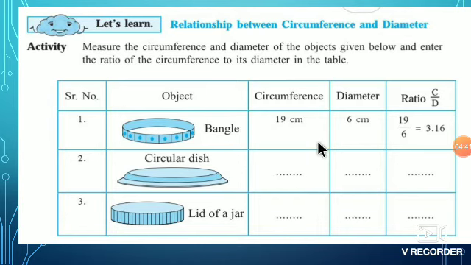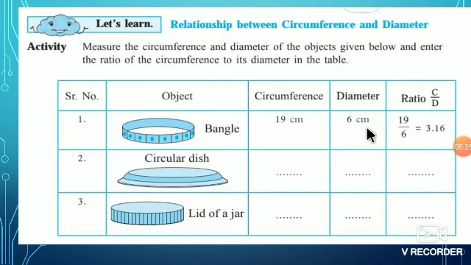Now, one activity you have to do at home. You have to measure the circumference of these objects which are at your home. Bangle, circular dish or plate you can take, and lid. Measure the circumference with the help of the thread: wrap it around, and then measure it on the scale. Take that thread exactly and measure it with the help of the scale and write that in centimeters here.